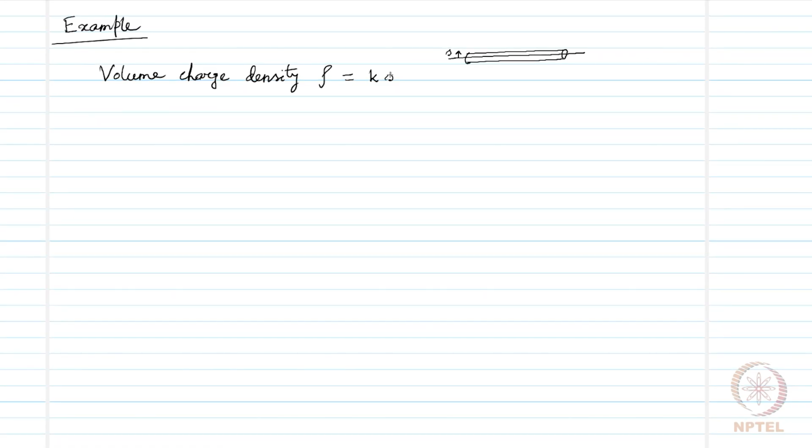So we have a volume charge confined in this very long cylinder, and so for practical purposes we will assume that the length of the cylinder is infinity, although I have drawn a short one for simplicity. The volume charge density on this cylinder is given as rho equals a constant k times S, the distance from the axis. K is a constant. Now we are asked to find the electric field for this kind of a charge distribution.